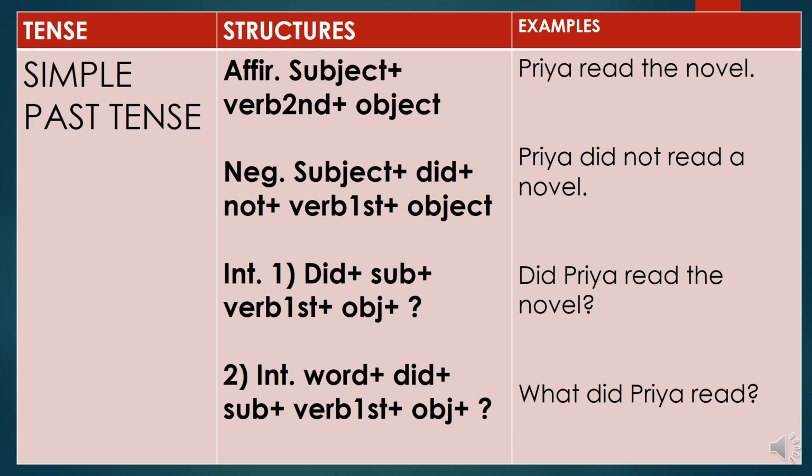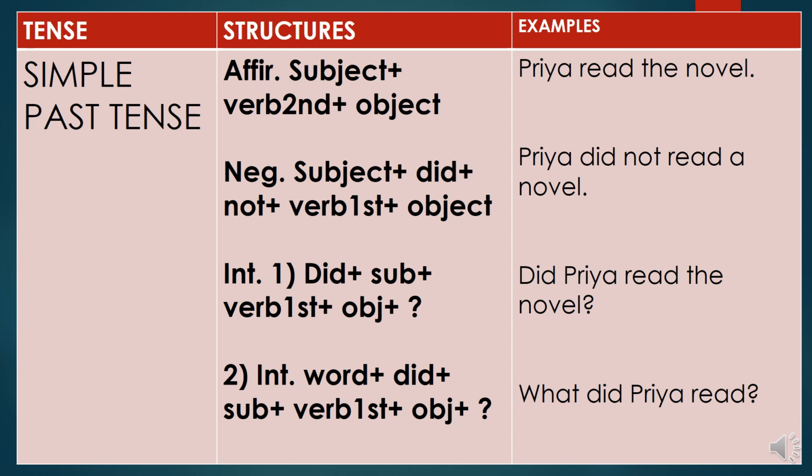Now coming to the interrogative sentence, here also we will use the first form of the verb. So this thing you should write down somewhere, that in simple past tense, only in the affirmative sentence we will use the second form of the verb, whereas in all other kinds of sentence, be it negative or interrogative, we will use the first form of the verb. See, interrogative sentence: first we will put did, then subject, then first form of the verb, then the object, and at last the most important thing, the question mark. So see, did Priya read the novel? Again the first form of the verb is there.